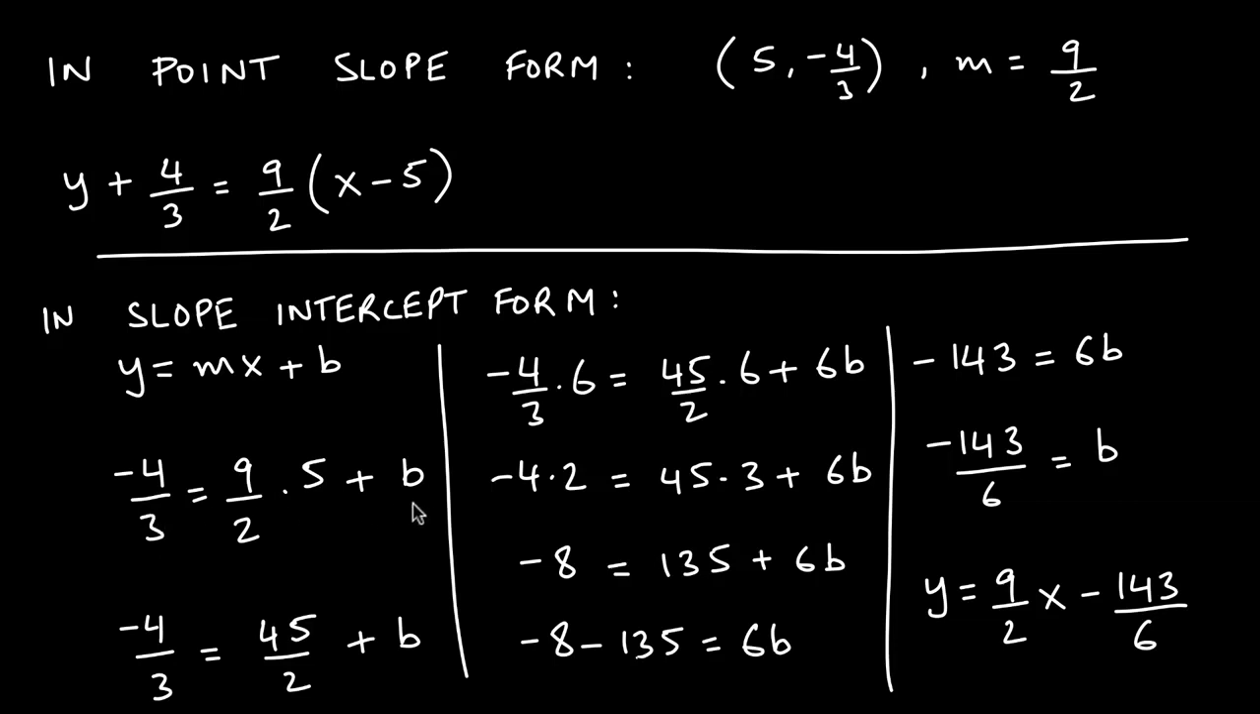So cleaning this up a little bit, negative 4/3 just comes down. 9 times 5 is 45. So I get 45 over 2 plus b.